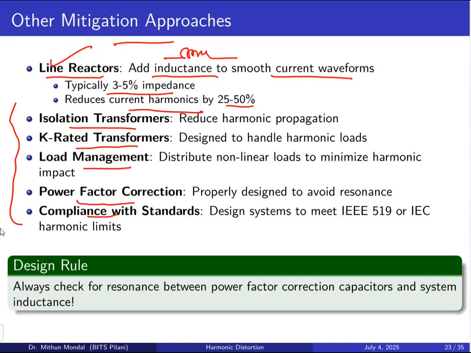When we do the power factor correction, the aim is to control the load angle. So we are controlling the power factor angle so that the reactive power can be reduced. You can have different standards, IEEE or IEC standards, and follow those standards. Whatever non-linear loads are there, you can distribute them so that we can minimize the harmonic impact, and a good K-rated transformer can be designed to handle the harmonic load. So the design rule says always check for resonance between power factor correction capacitors and system inductances.